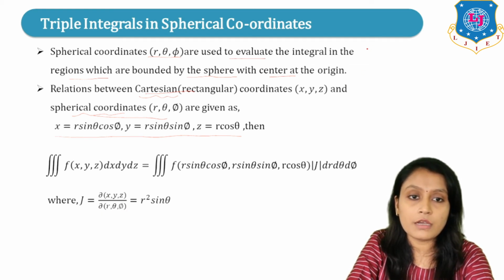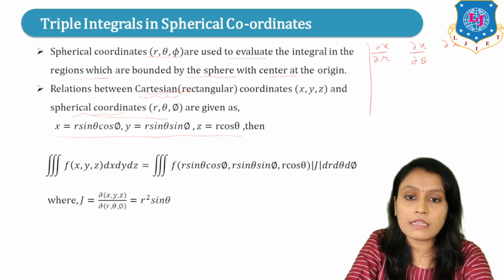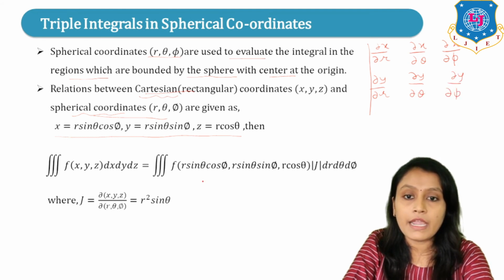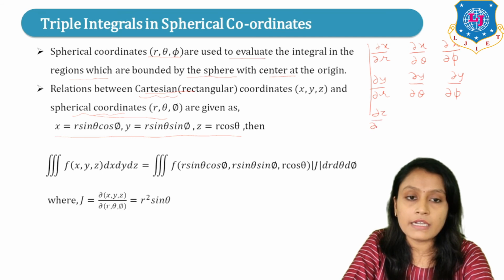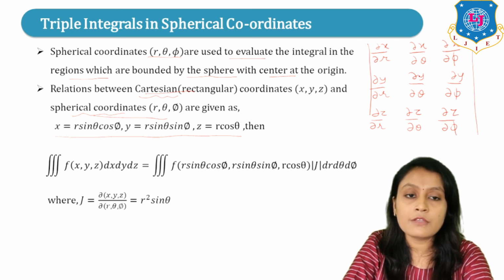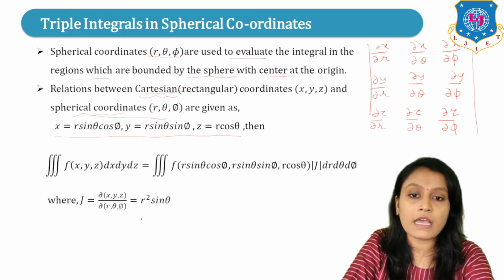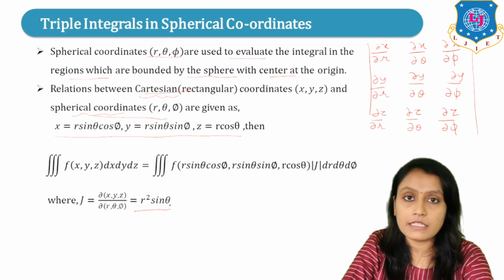Okay, so this is your determinant, del x by del r, then del x by del theta and del x by del phi. Now we will differentiate y. So del y by del r, then del y by del theta, del y by del phi. And for z you will get del z by del r, del z by del theta and del z by del phi. So we have to find all these derivatives and we have to solve this determinant. So you will get the answer of Jacobian as r square sine theta. So just substitute r square sine theta here.